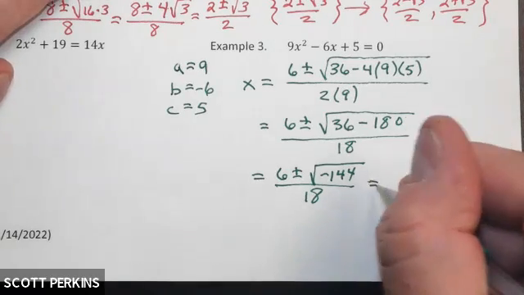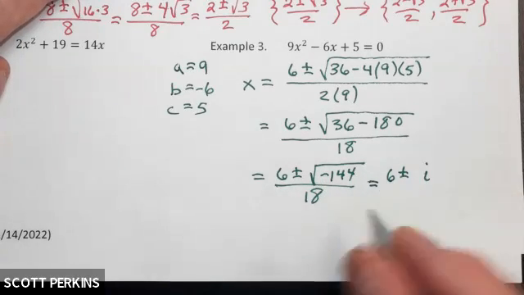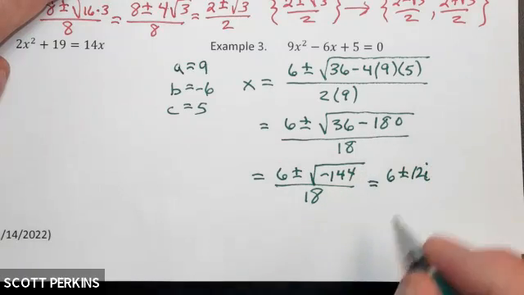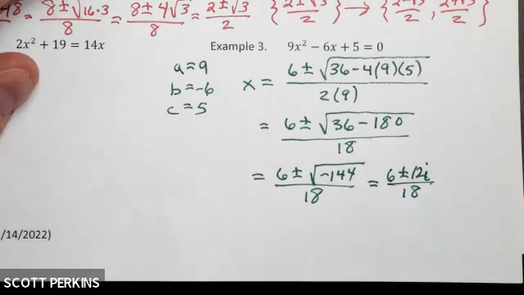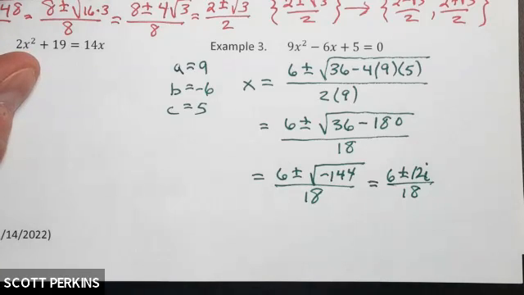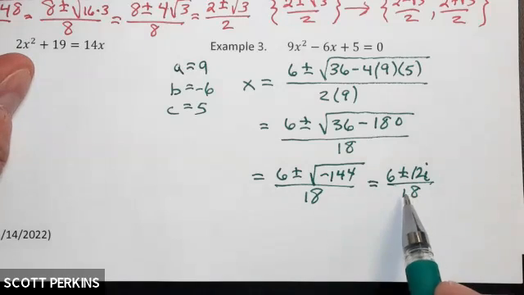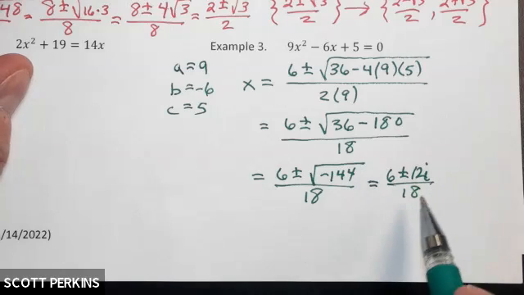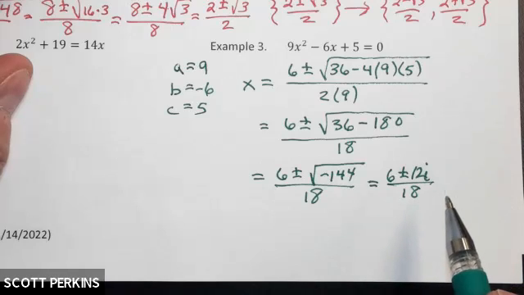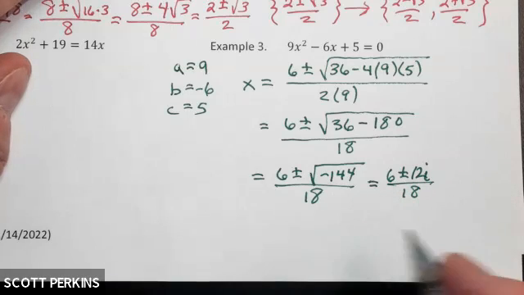So we'll finish this up. I've got 6 plus or minus the square root of the negative, which is i. The square root of 144 is 12. So 6 plus or minus 12i over 18. Now here's something you do when you have a complex number that is a little different than when we just had regular square roots. When you do have a complex number, I am going to take the 18 and divide it into both sides, so that I have my real part and my imaginary part, because that's the format of a complex number. So I'm not going to just reduce it like this. You can reduce now if you want, but I'm going to split it apart.